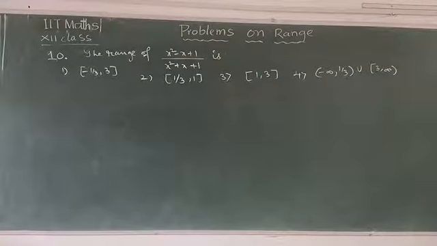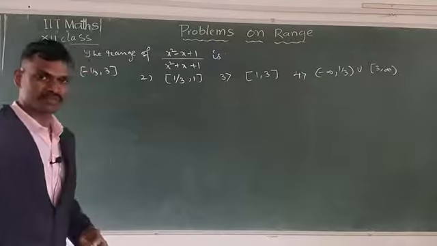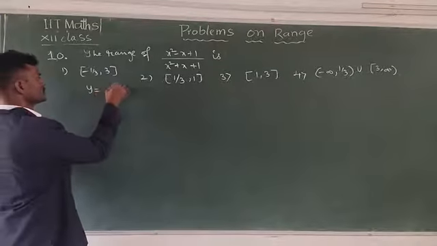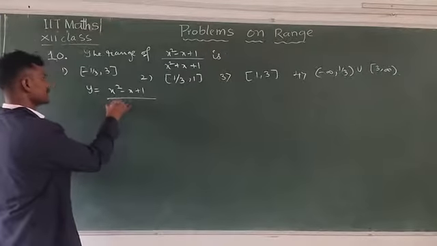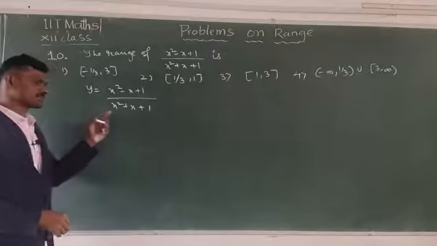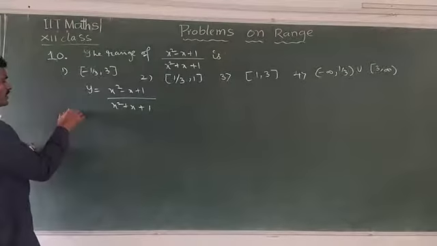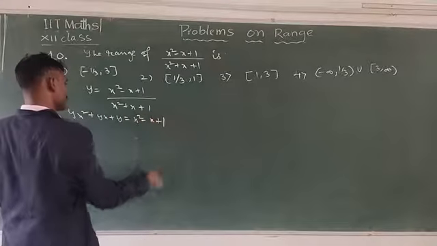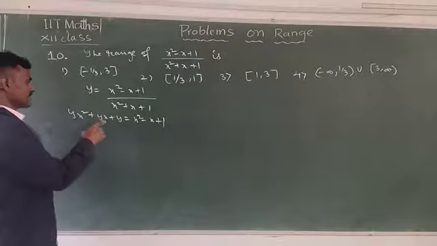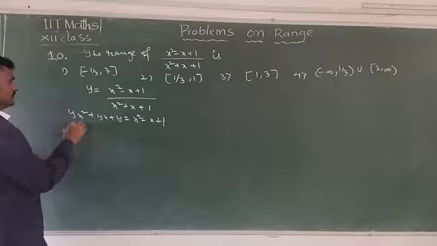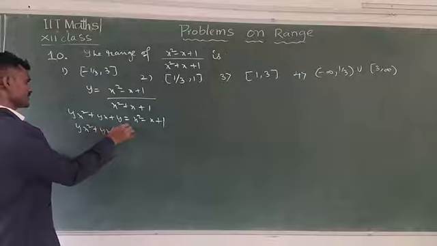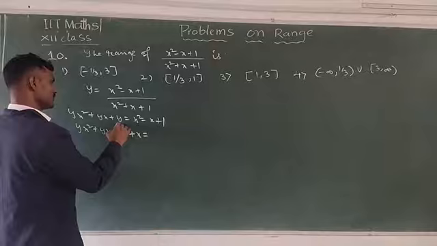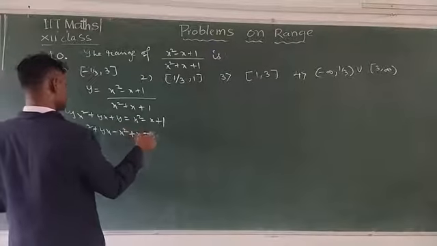Next, the 10th problem: the range of (x square minus x plus 1) by (x square plus x plus 1) is, four options given. The given function is y is equal to (x square minus x plus 1) by (x square plus x plus 1). You have to express x in terms of y. Now cross multiply: y x square plus yx plus y is equal to x square minus x plus 1. Now send all the x terms to one side.